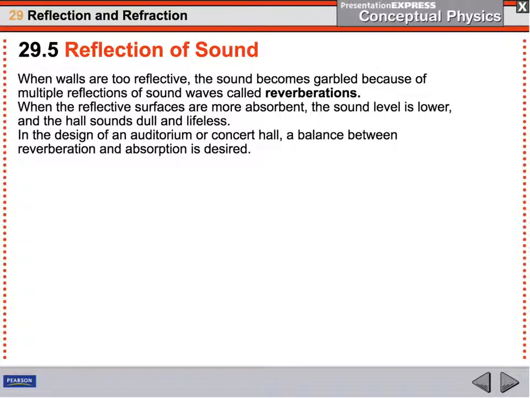When walls are too reflective, the sound becomes garbled because of the multiple reflections of sound. These are also called reverberations. When the walls are more absorbent, the sound level is lower, and the hall sounds dull and lifeless. In the design of an auditorium or concert hall, a balance between the reverberations and absorption is desired.